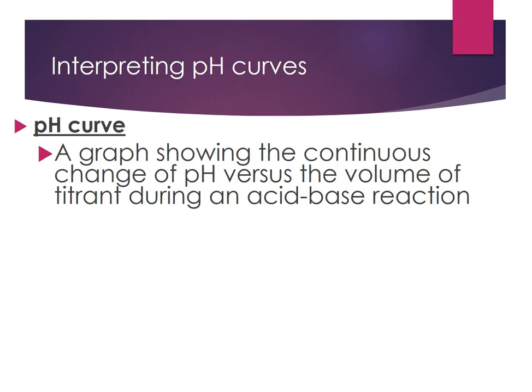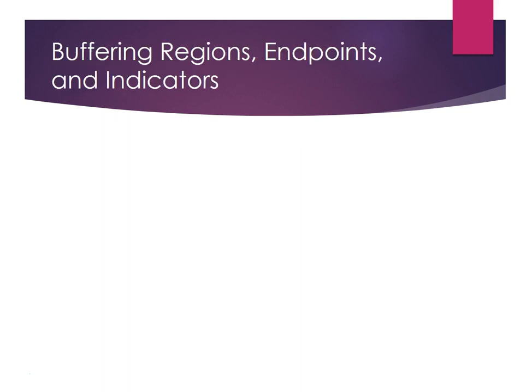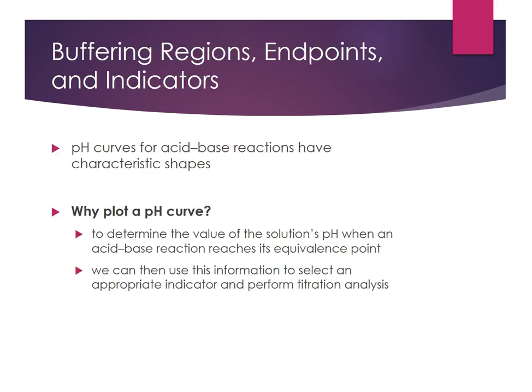As you learned in Chemistry 20, a pH curve is a graph that shows the change of pH versus the volume of titrant added in an acid-base titration. pH curves are easily recognizable because they have a characteristic shape. When we look at these curves, we should be able to determine the value of the solution's pH when an acid-base reaction reaches an equivalence point. This would allow us to select an appropriate indicator to use for a titration.